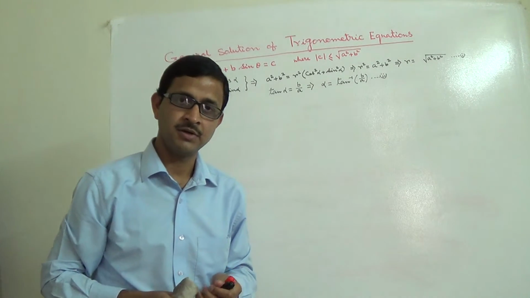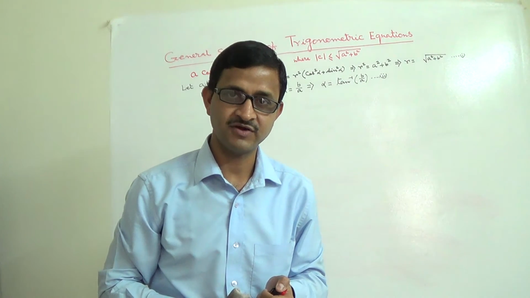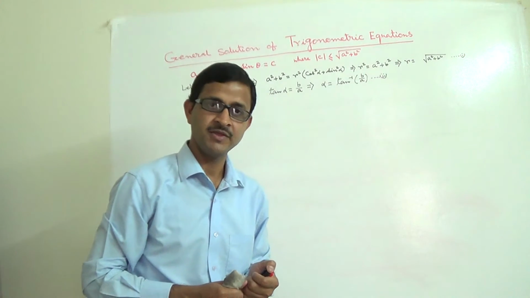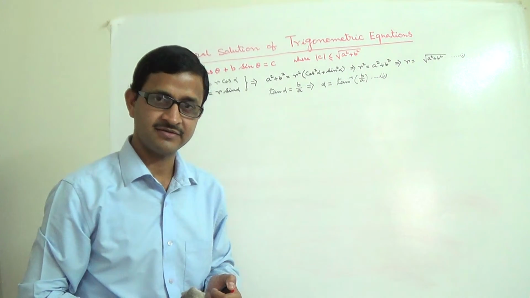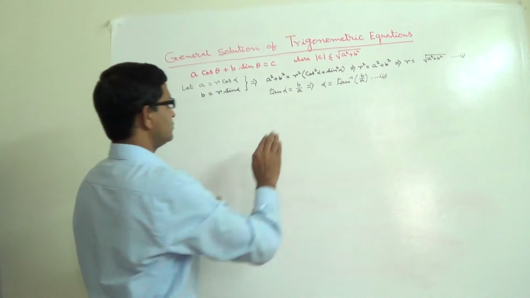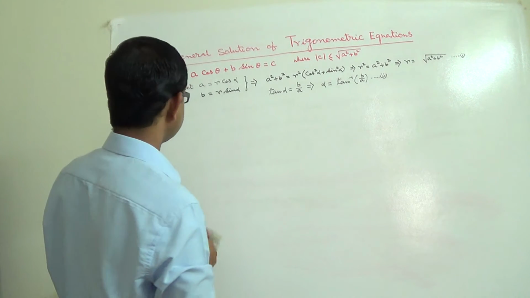So if tan alpha equal to b by a, alpha equal to tan inverse b by a. Those who have not looked into my video lecture on inverse circular functions or inverse trigonometric functions, please have a look at that video and you will have a very clear understanding about inverse trigonometric functions. Alright, so these are the two values we are getting here, r and alpha.